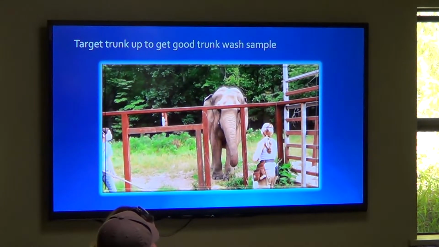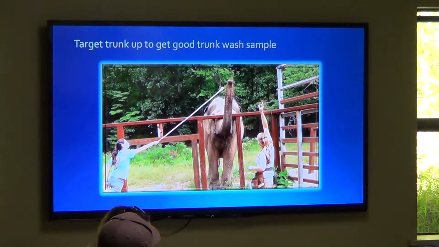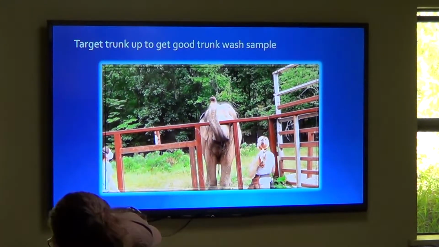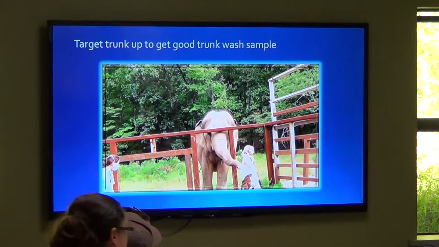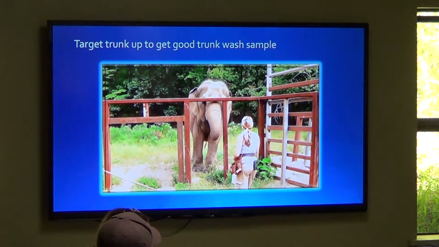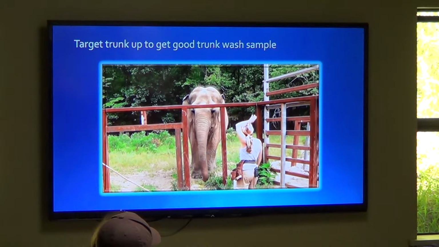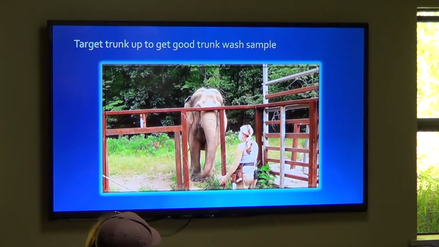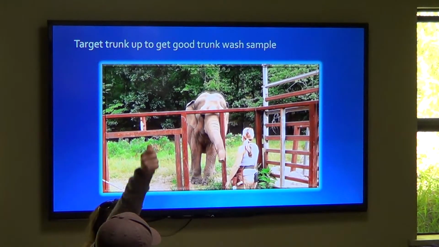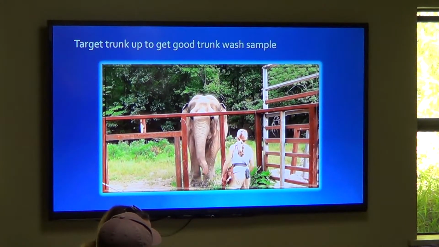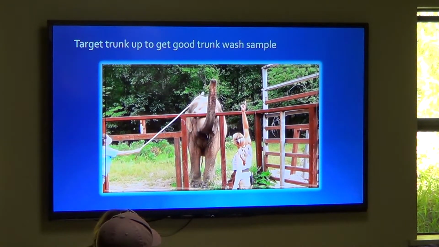So in this case, we're just starting the trunk up, and you can see she's reaching her trunk to the target to position it. Using two people, the trainer is the person in the blonde, and the other person's just helping out by using the big long target to get the trunk curled all the way up.